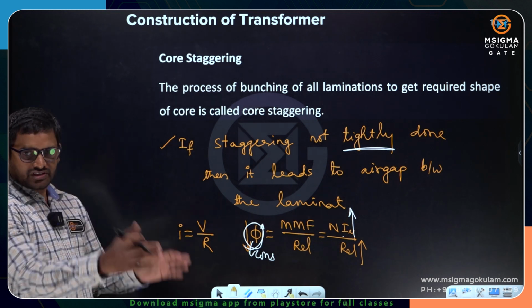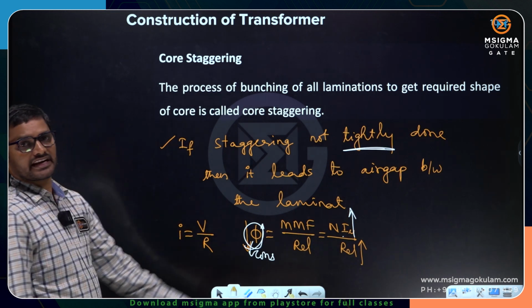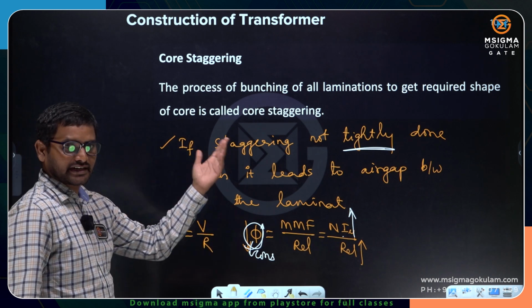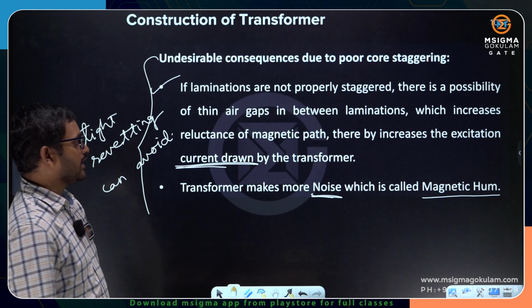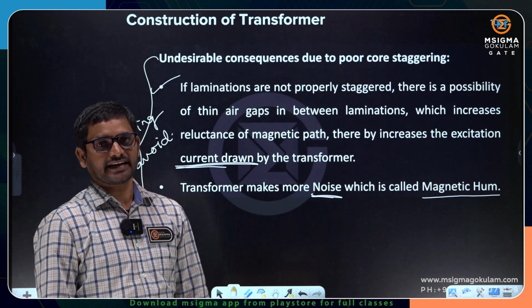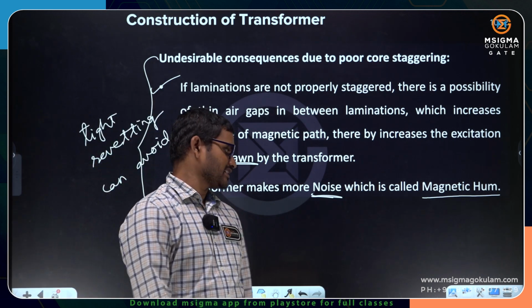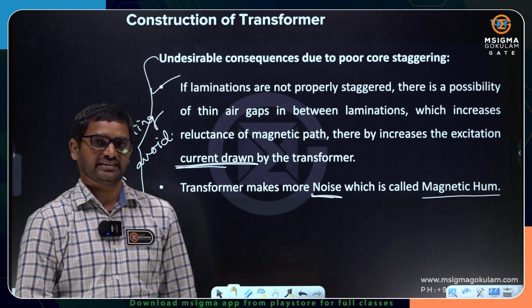So if core staggering is not properly done, it leads to magnetizing current and it leads to magnetic humming also. That can be minimized with the help of tight riveting. All right. So we will be discussing the next part in the next session.